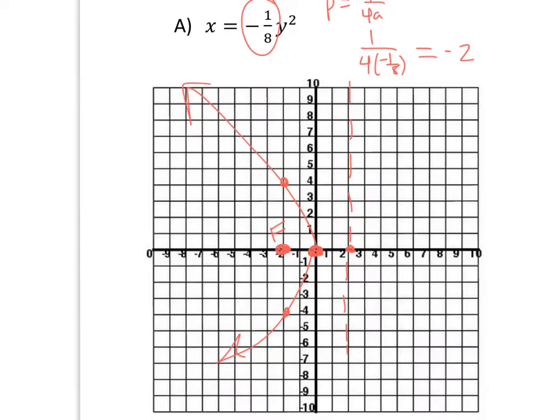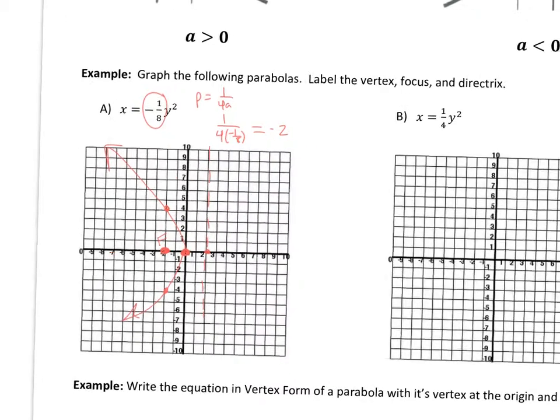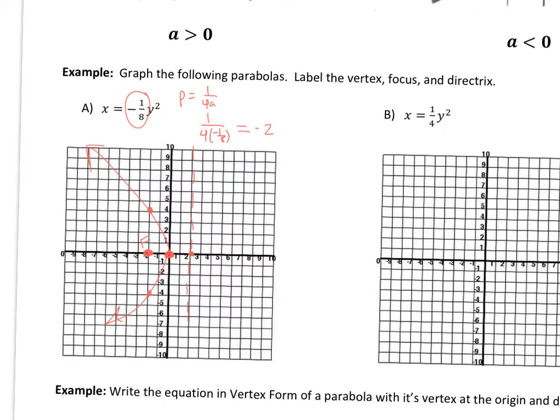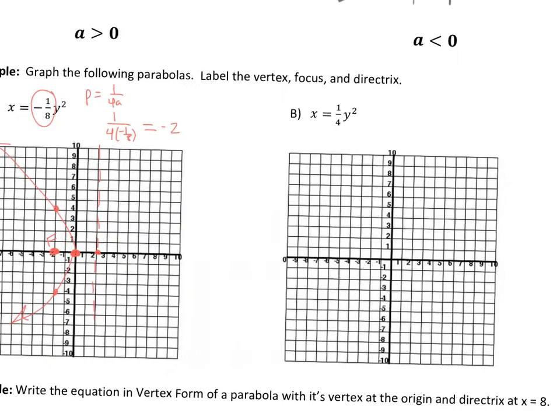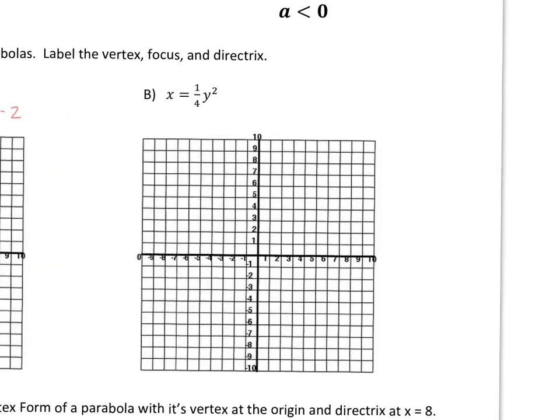And that's it. So that's horizontal parabolas. Again, essentially it's the same thing. It's literally the same thing as before. The only difference is because you have an x and y, x equals, it's going to be left and right instead of up and down. So we can try this one.